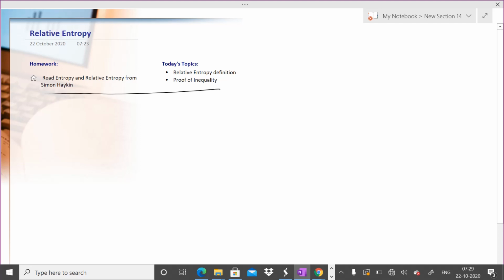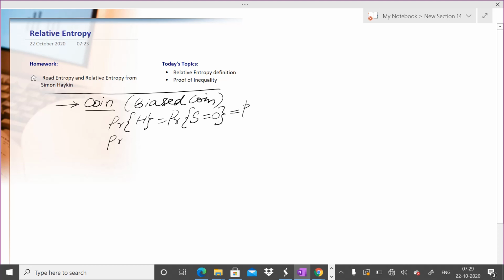So now here is a scenario as an example. Suppose you have a coin, say it is a biased coin. So biased coin means that probability of head, which you may also call probability that some random variable s is equal to 0, is some p, and probability of tail, which you can call as probability s is equal to 1, can be suppose 1 minus p.